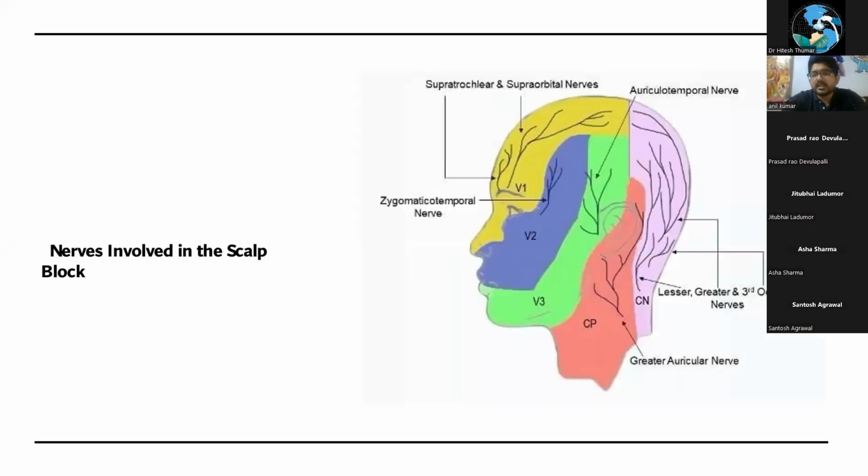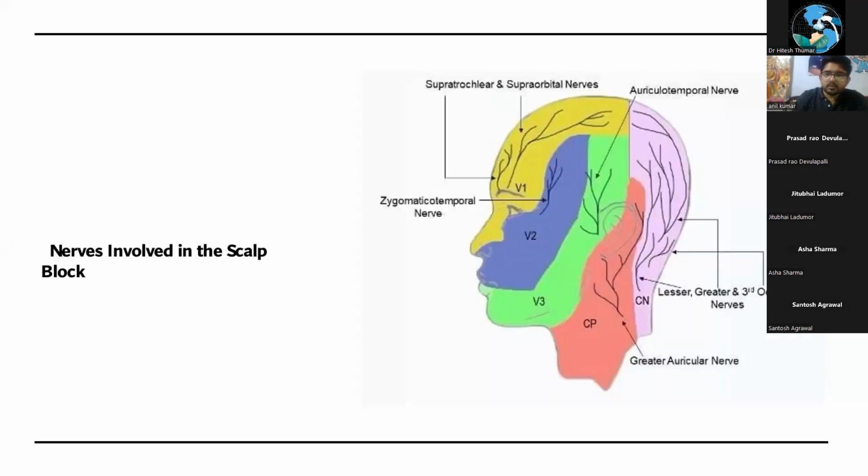So what are the nerves we will block in the scalp block? We generally block 6 nerves on both sides. There are the supratrochlear and supraorbital nerves, the auriculotemporal nerve, the zygomaticotemporal nerve, and the lesser and greater occipital nerves, and sometimes we will block the great auricular nerve also.